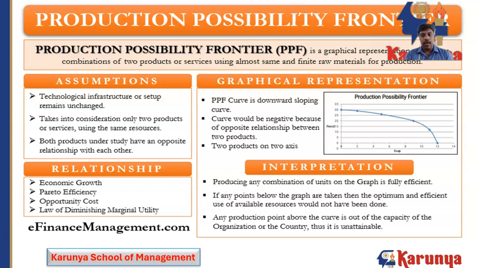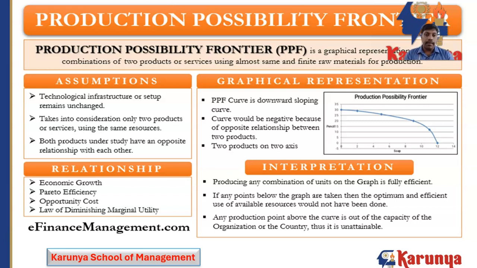We already studied the law of diminishing marginal utility in the last class, and opportunity cost is otherwise called trade-off. The Pareto efficiency we can easily understand. 20% of the employees give 80% of the profit or production in an organization. 20% of the students give 80% of the result in the class. This is the 80-20 rule. It is clearly explained by Pareto, so it is called the Pareto analysis.